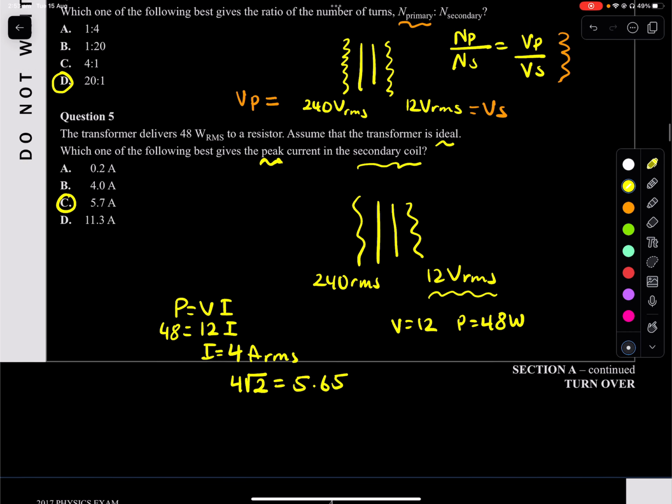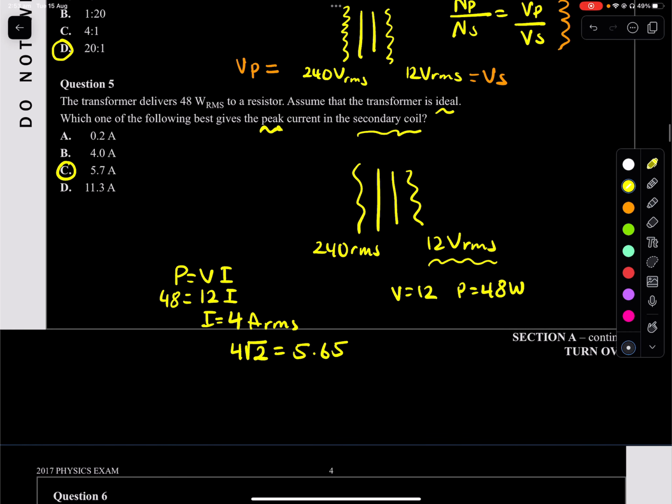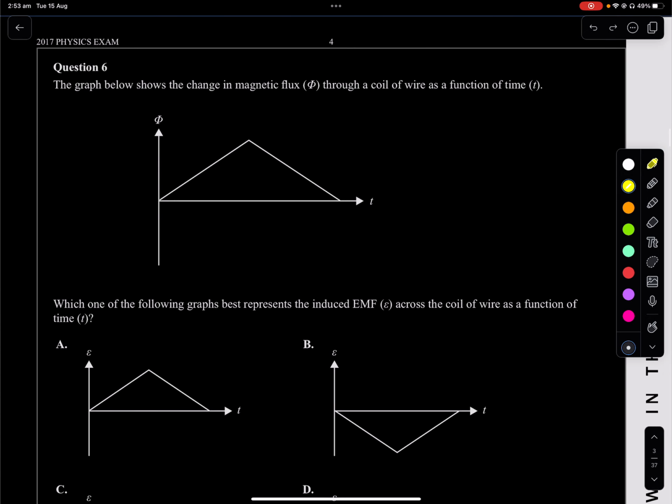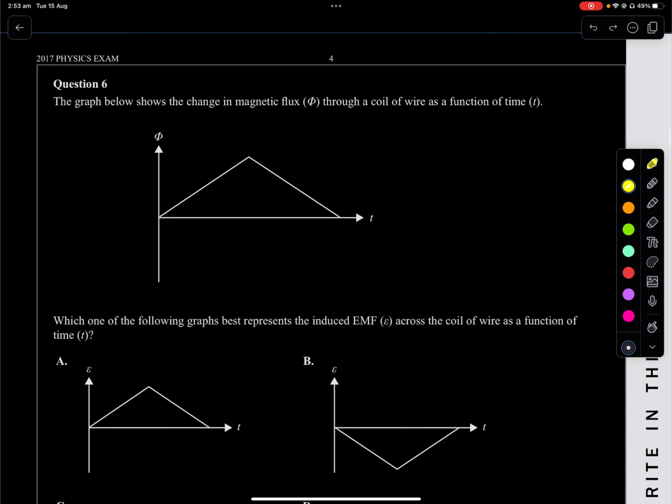I feel like a lot of students would get confused here, because they would do all these nice, easy calculations, but forget the last point, which is, remember, this is RMS. It's not actual. We want peak current. The graph below shows the change in magnetic flux through a coil of wire as a function of time. Which of the following graphs best represents the induced EMF across the coil of wire as a function of time? A very typical question.